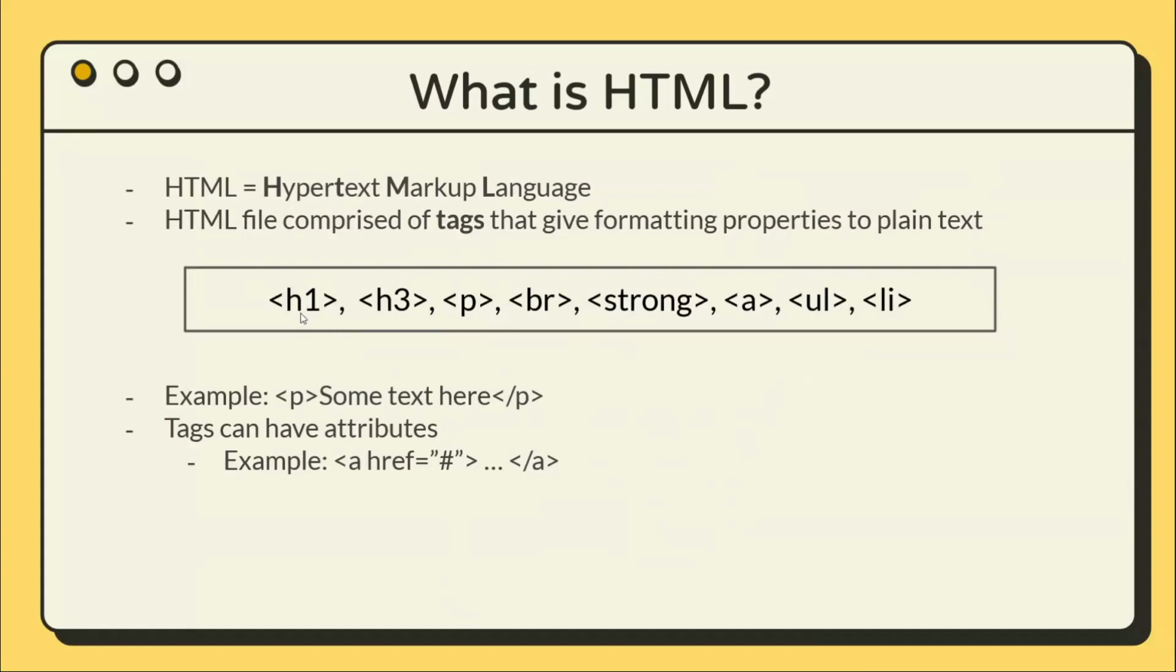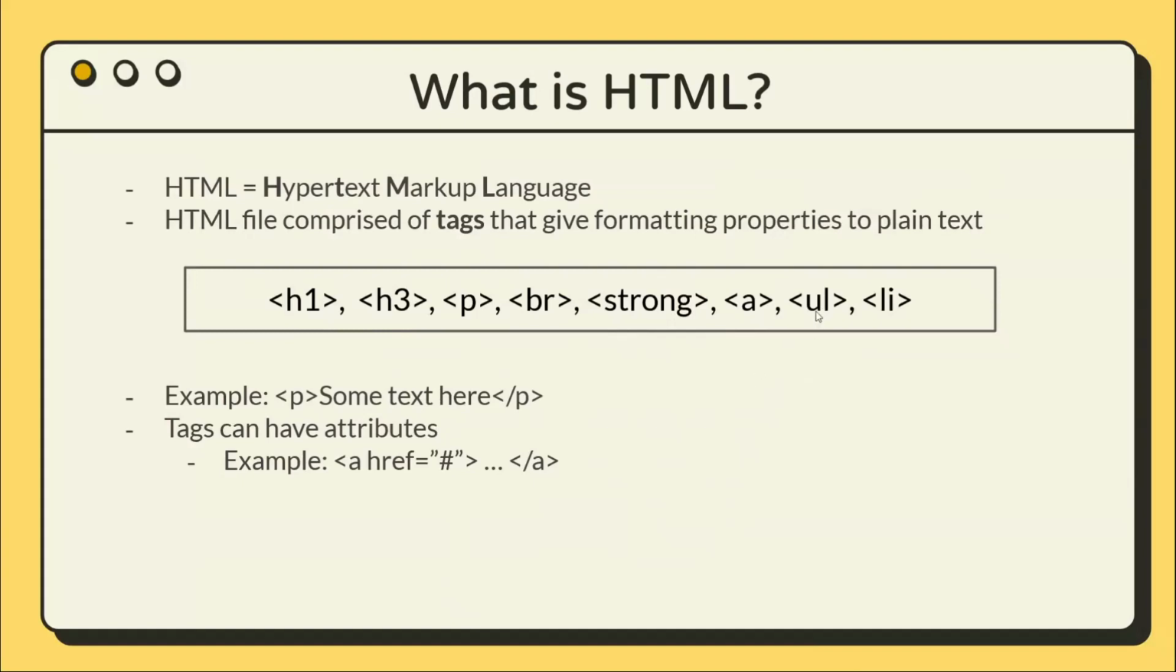So for example, some of these tags here: H1, H3. H1 is a big header, and there's also H2, but H3 is just a smaller header. The P tag stands for paragraph. That's just a block of text. BR is a break. It gives you space in between your lines. Strong is a tag that gives you a bold text effect. A is a tag that is used for inserting links on your web page.